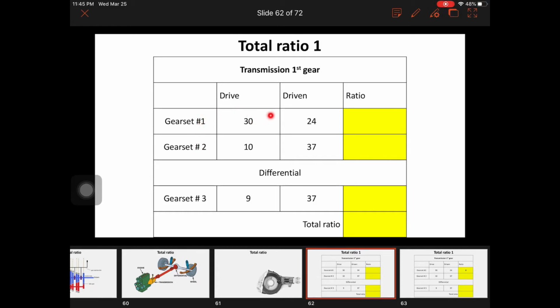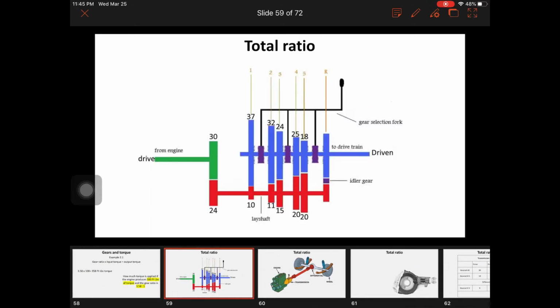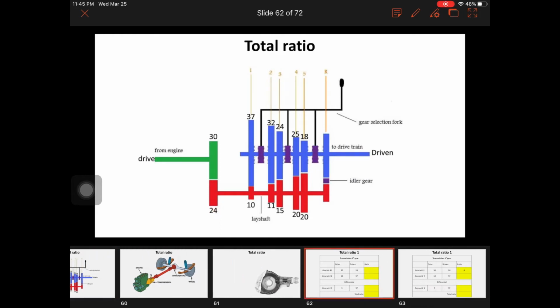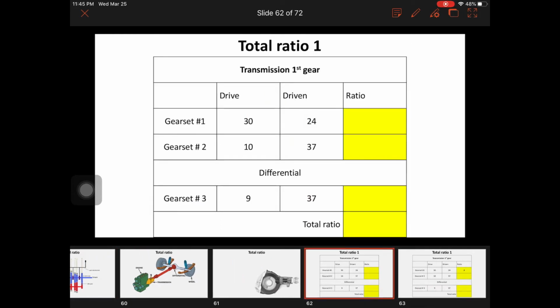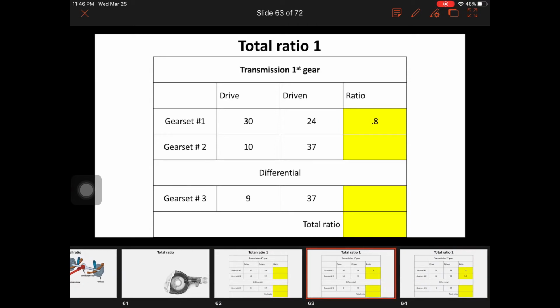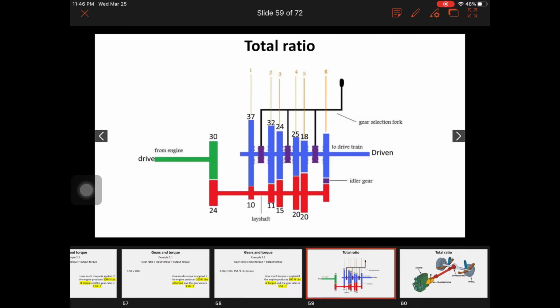So we have our gear set number 1, which is this component right here. We see our gear set number 1 is 30 over 24. So if we calculate that out, we will find out that we have a 0.8 to 1 ratio. That's actually an overdrive ratio. The next gear set we have, and we can see it's for first gear, has a drive gear of 10 and a driven of 37.